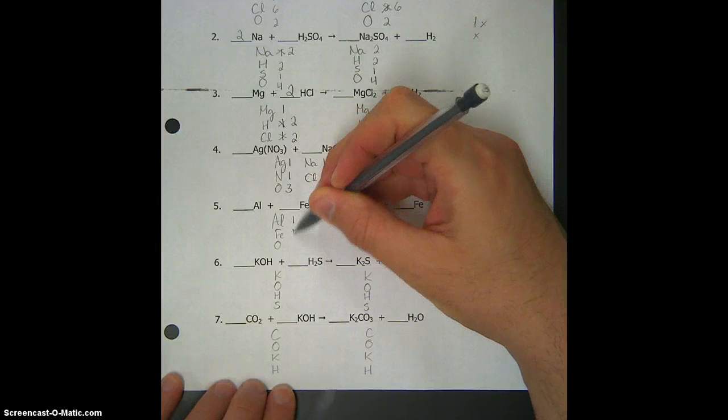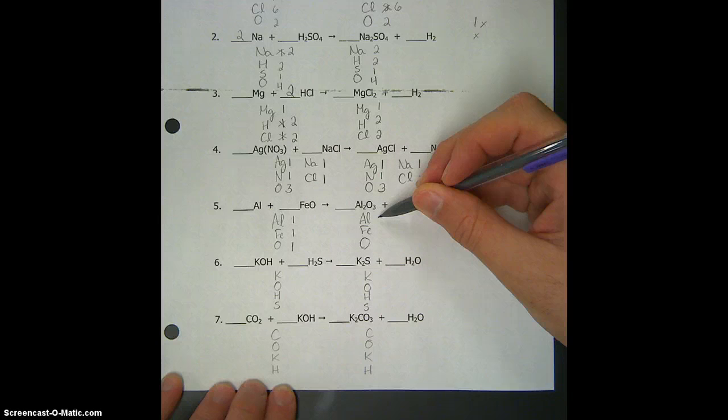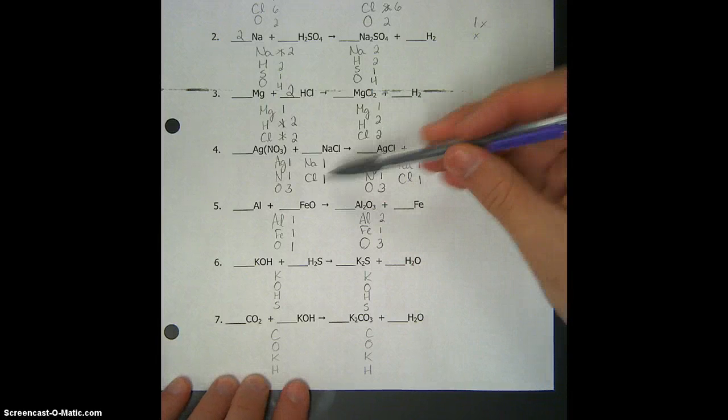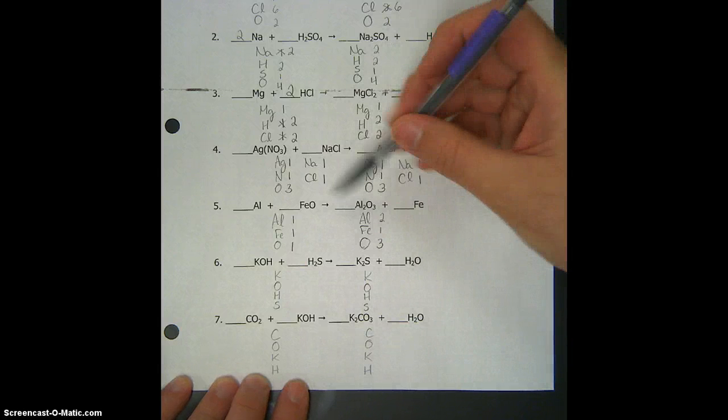For number 5, start with 1 aluminum, 1 iron, and 1 oxygen. On the left of the arrow, that's the reactant side, 2 aluminums, 1 iron, and 3 oxygens here. So I've got some atoms being created out of the magic of the universe. No, it doesn't happen. Time to balance this.